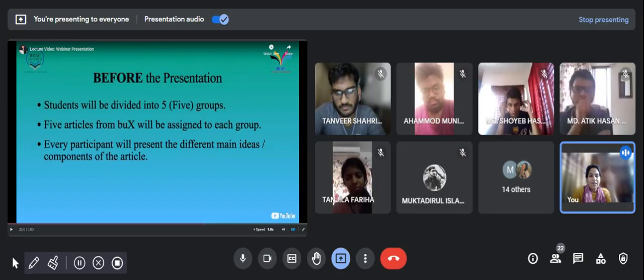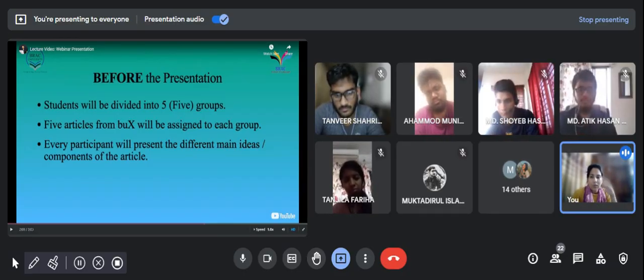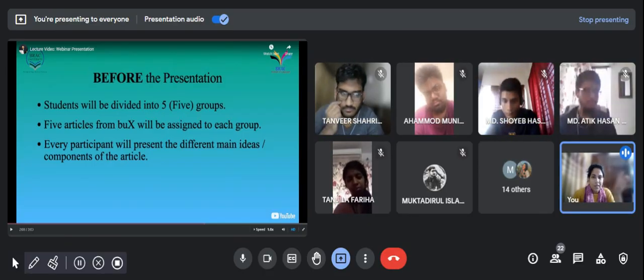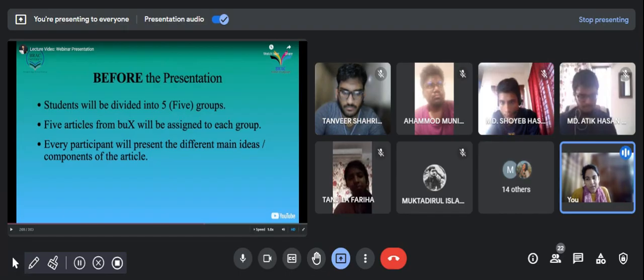So you will take different parts of the article, not that you have to do the presentation on the full article. Of course, you will read the whole article, but then you will sit in a group and decide who is going to present on which paragraph. Then you will present the main idea of that specific paragraph or component of the article.